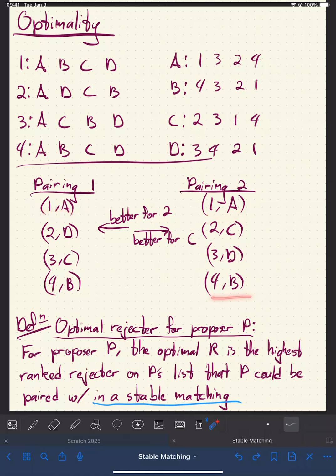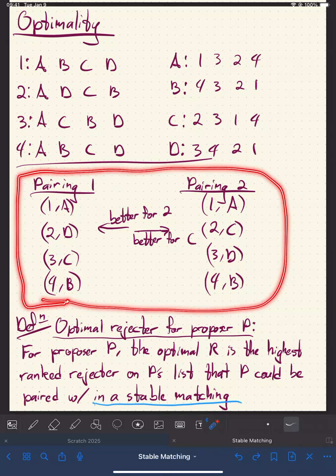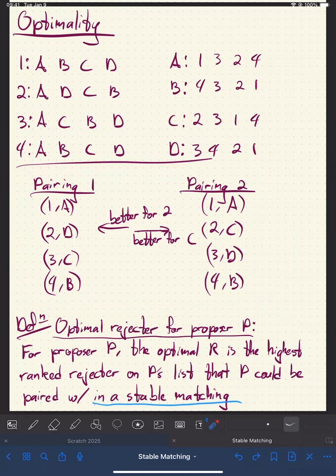And the same with pairing 1 and 2 here, right? B is not 4's top choice, but they're the same across both. So it's not like 4 could do better across the set of stable matchings for this problem. And the same with P. No matter what, they're going to get paired in a stable matching. So really the only thing left to look at is 3.